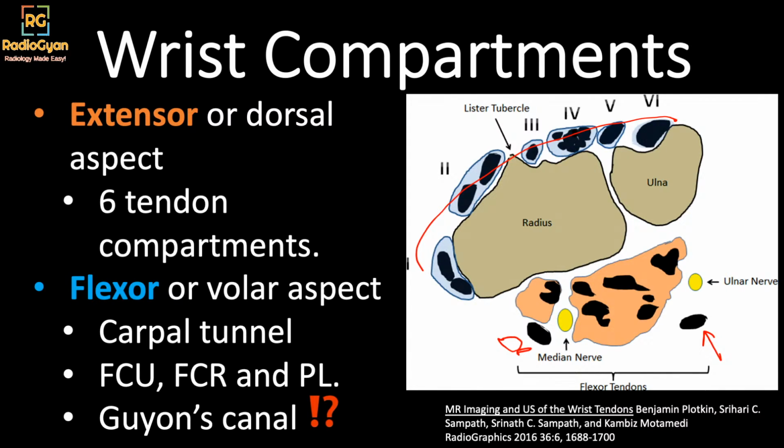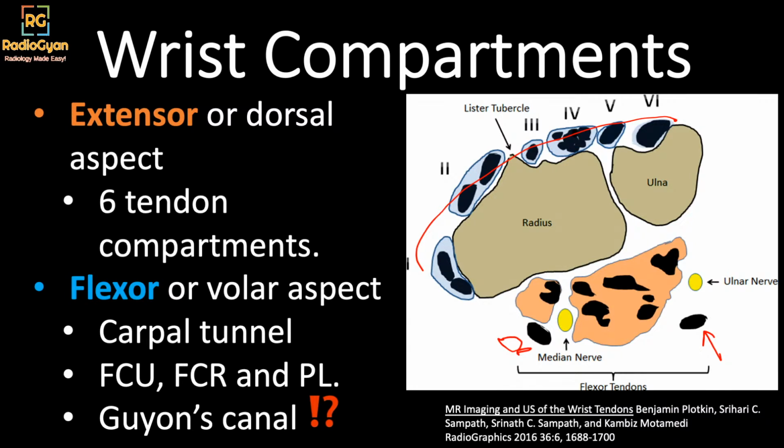This is a common question that is asked. What tendons are outside the carpal tunnel? You can get an MCQ on this: which of the following tendons are outside the carpal tunnel? And flexor carpi ulnaris, flexor carpi radialis, and palmaris longus are outside.